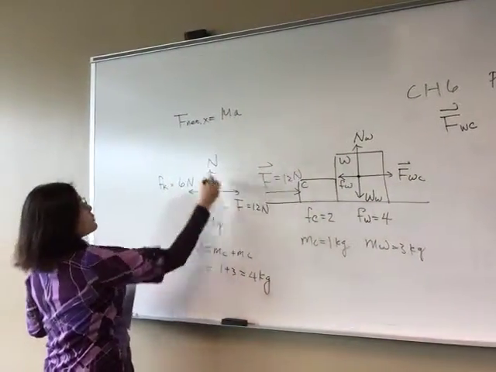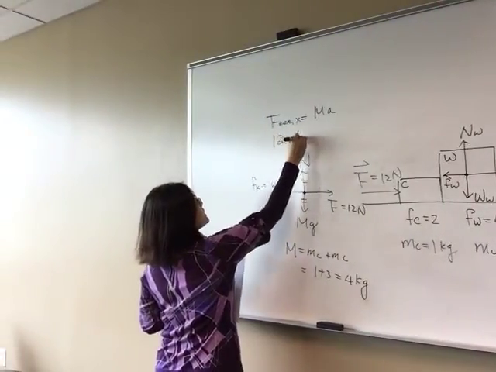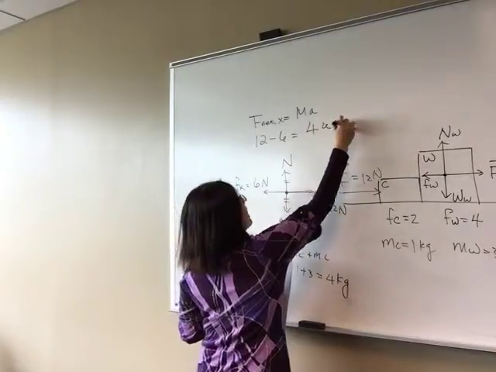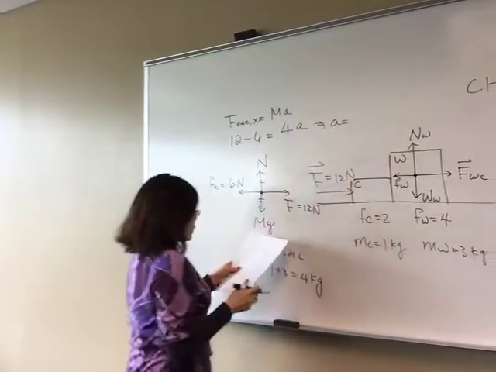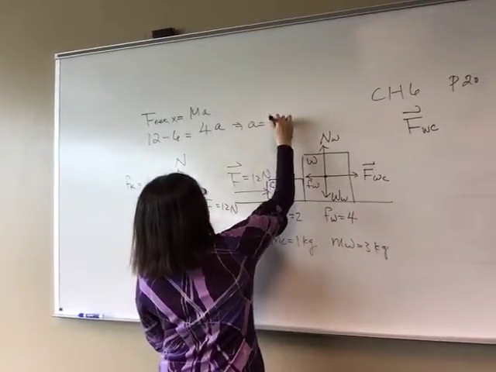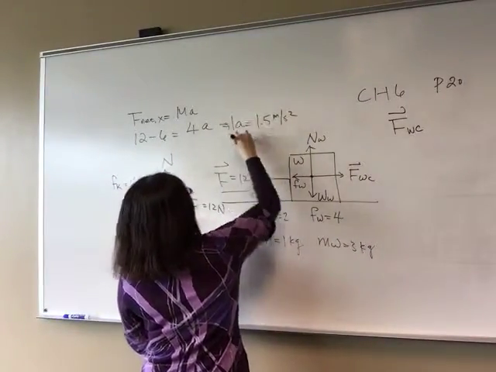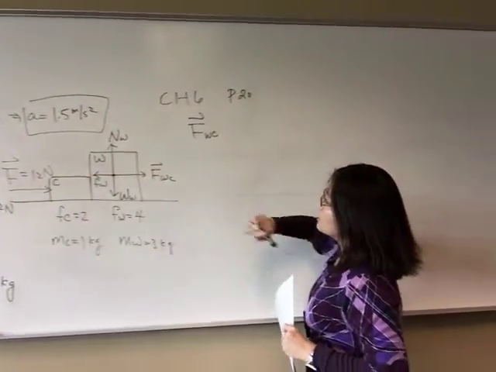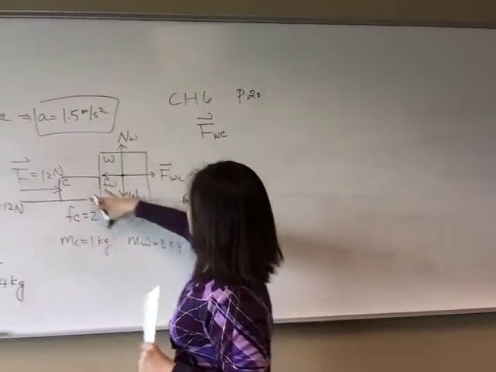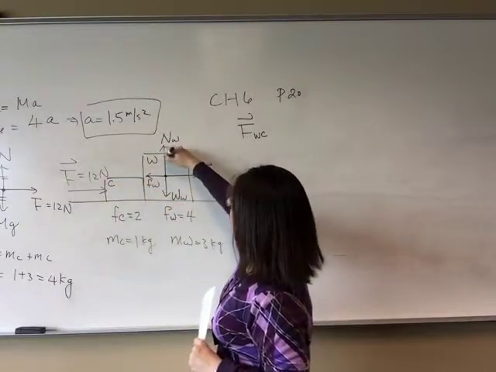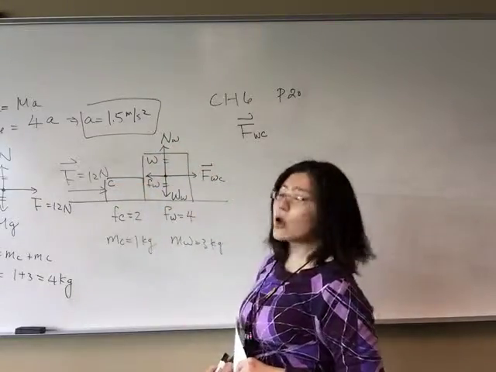So you have the net force, that will be 12 minus 6, and that's equal to 4 kilograms times A. So your A, your acceleration in this case, is equal to 1.5 meters per second squared. Once you know the whole thing is accelerating with that magnitude, then we are ready to apply Newton's law on this diagram. These two forces balance each other.